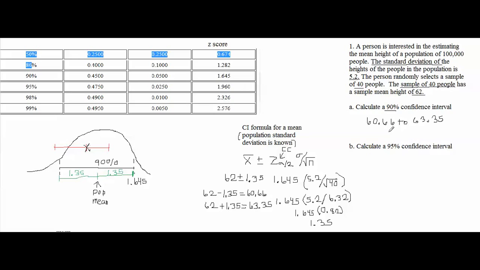So you might be wondering, what would make this narrower if we wanted to make it narrower? What if we still wanted to create a 90% confidence interval, when we don't want to change the percentage, but we want to make this confidence interval narrower so that it better estimates the population mean?